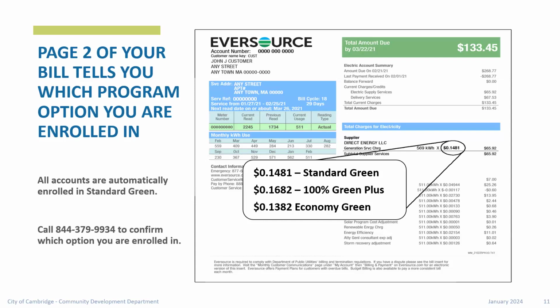And if you're still having trouble seeing that, or if it's small and hard to read, or you're just not sure, again, you can call that 844 number. They can look up your account and actually confirm which one you're enrolled in. So feel free to do that if it's helpful.